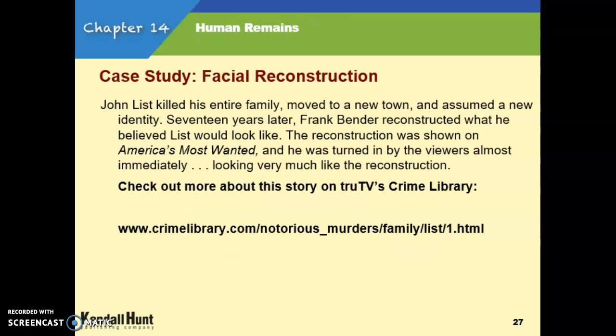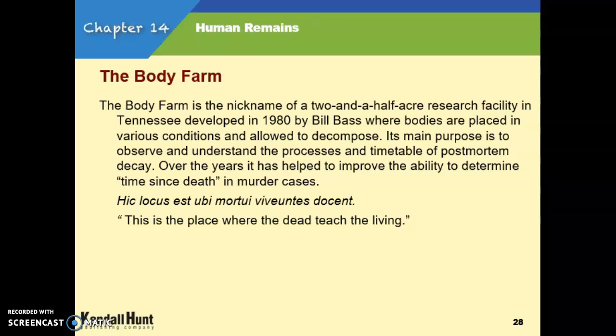So here's a case study on facial reconstruction. John List killed his entire family, moved to a new town, and assumed a new identity. 17 years later, Frank Bender reconstructed what he believed List would look like. It was shown on America's Most Wanted, and he was turned in by viewers almost immediately, looking very much like the reconstruction.